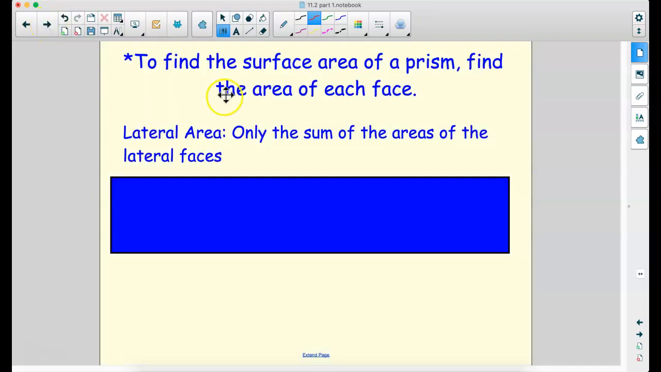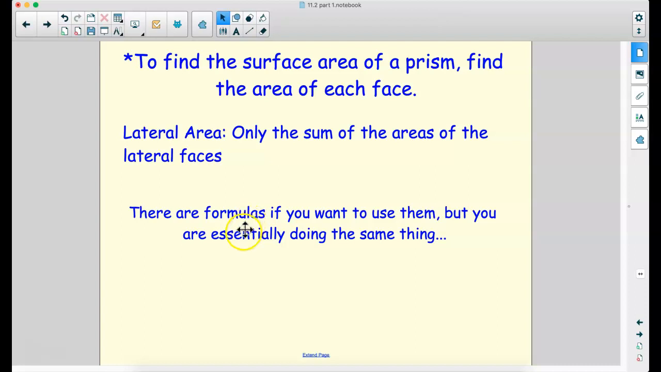To find the surface area of a prism, we have to find the area of each base. The lateral area is only the sum of the areas of the lateral faces. So sometimes we will ask you to find the lateral area, then you add up all of the areas of the faces, the lateral faces. But if we ask for the surface area of a prism, we need the lateral area plus the area of the two bases.